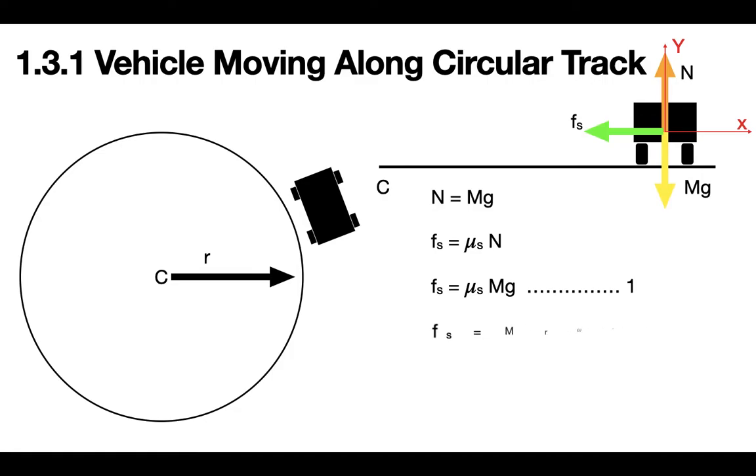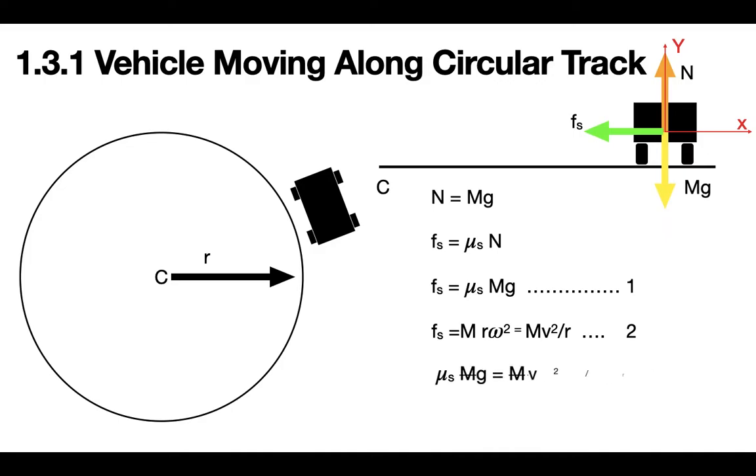As I said, what is a centripetal force? It is the sum, or resultant, of all the real forces. So in this case, the force which is acting towards the center is the frictional force. That frictional force is responsible for the centripetal acceleration, so it is the centripetal force. So we can define Fs as equal to m r omega square or m v square by r.